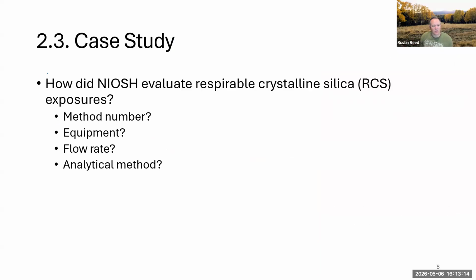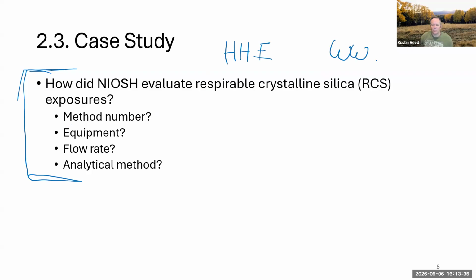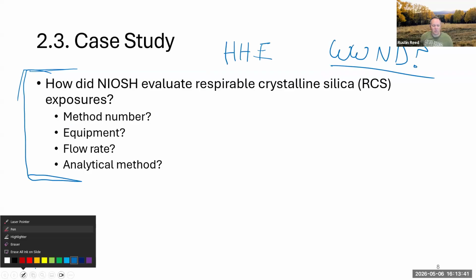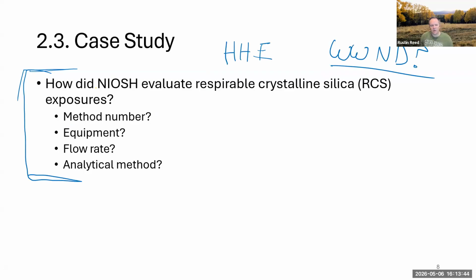So these are some questions we're going to answer from the case study on the next slide. How did NIOSH evaluate respirable crystalline silica exposure? So how did they do their assessment? How did they sample? Sometimes I like to look at these NIOSH health hazard evaluations to answer the question, what would NIOSH do? If I'm not sure what to do, I try and answer that question. By looking at these health hazard evaluations, freely available to anybody with an internet connection and a browser, you can look these up and see what they did when they sampled for something. How did they approach it?